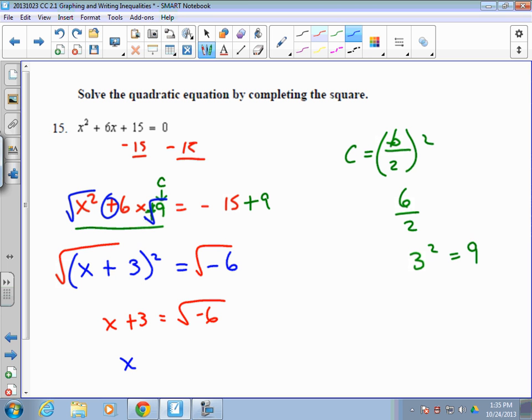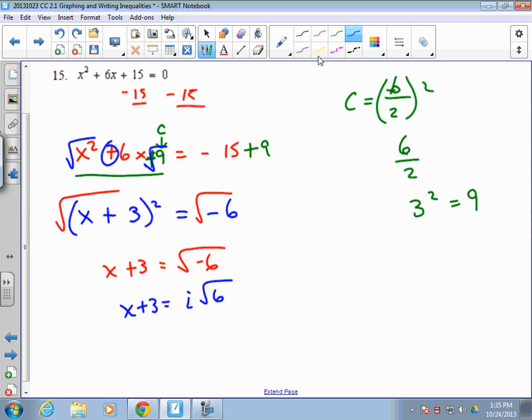So x plus 3 equals i times the square root of 6, because you have to take the negative out of there. So get rid of plus 3 by subtracting it. Do the same thing to the other side. So x equals negative 3 plus or minus the square root of 6 times i.